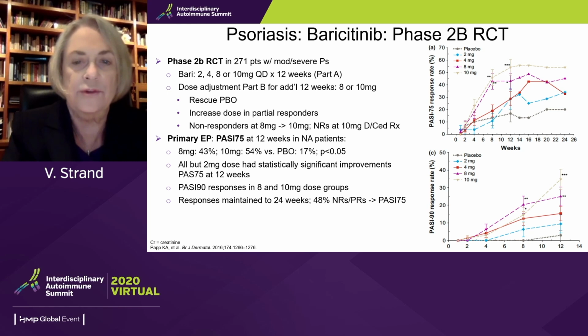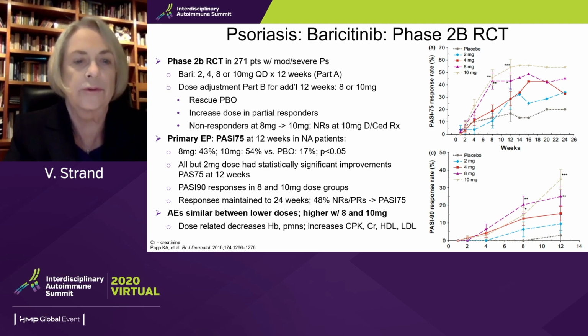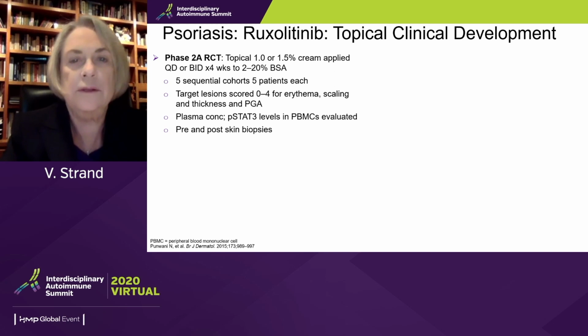As you can see, there's nice data with the PASI 75 and the PASI 90, and one can argue about the 10 versus the 8 milligram dose, but clearly both of them are better than 4, which is better than 2. So we'll have to see. We also know that there are certainly more decreases in hemoglobin related to these higher doses. And this is ruxolitinib with their topical clinical development program.